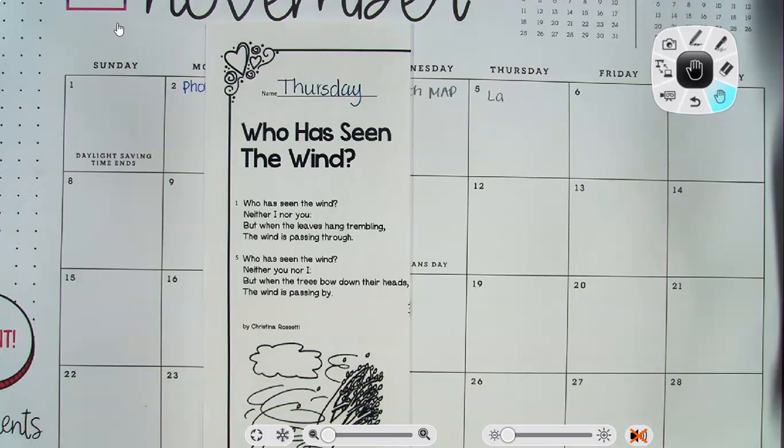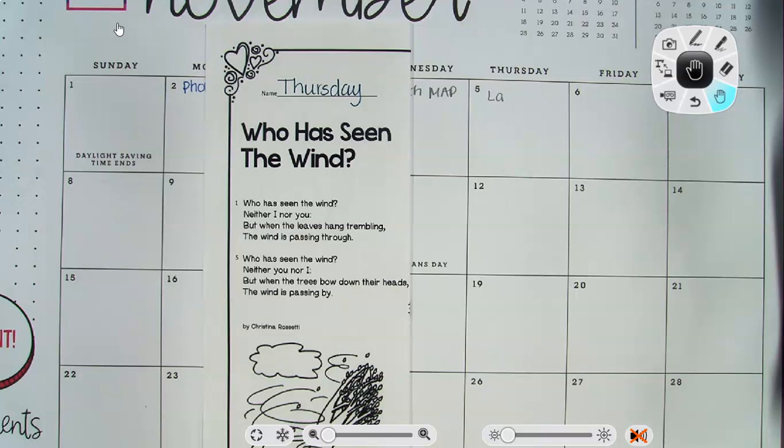Have you seen the wind? Who has seen the wind? Neither I nor you. But when the leaves hang trembling, the wind is passing through. Who has seen the wind? Neither you nor I. But when the tree bows down their heads, the wind is passing by.